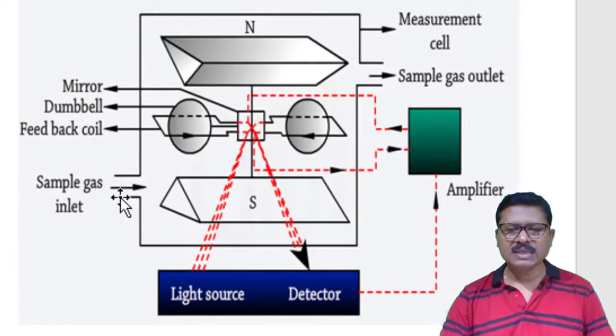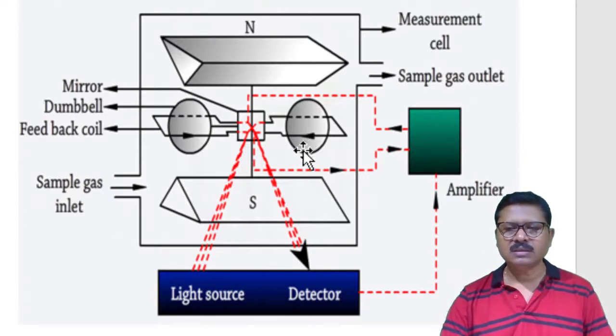Now this is the sample gas inlet and this is the sample gas outlet, and the whole system is normally termed the measurement cell. In the initial stage, when there is no inlet of the sample gas, the dumbbell arrangement is suspended by this string and it is a stable situation.